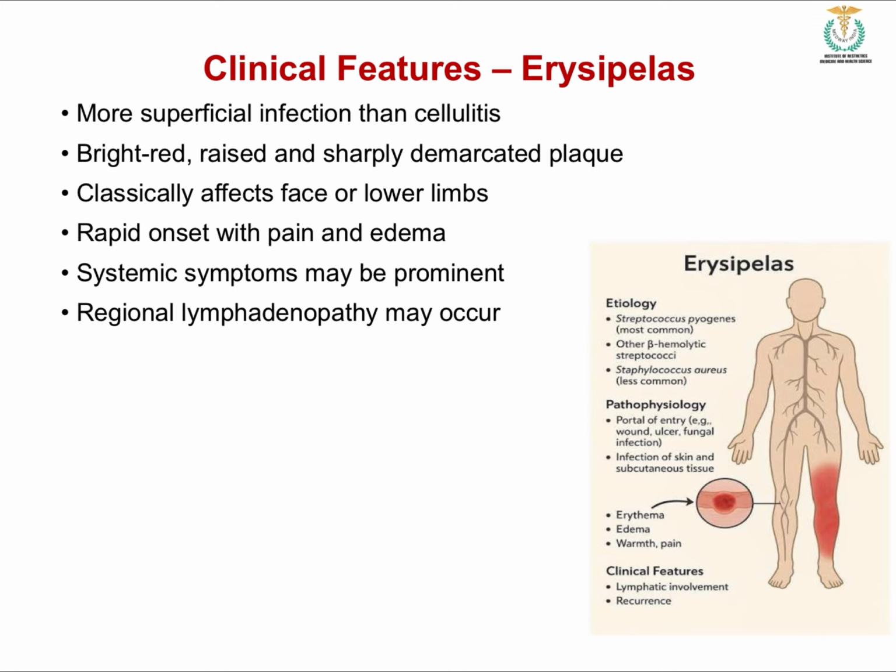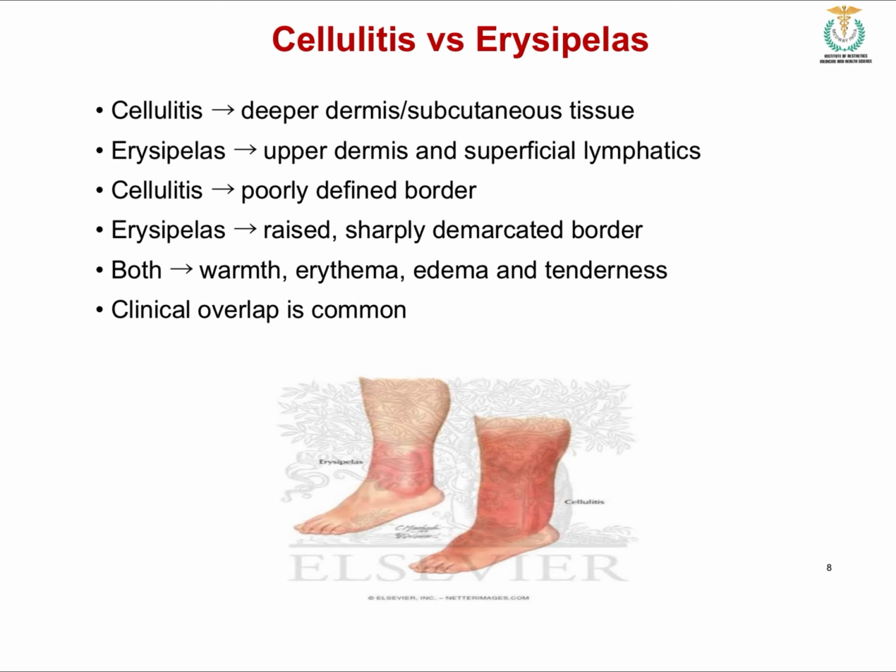So, the easiest clinical distinction is that erysipelas is superficial, bright red, raised, and sharply demarcated. Cellulitis is deeper and more poorly demarcated. However, there is considerable clinical overlap, so we should not become overly dependent on these distinctions. When comparing cellulitis versus erysipelas, this slide will summarize the main differences. Cellulitis involves the deeper dermis and subcutaneous tissue. Erysipelas mainly involves the upper dermis and superficial lymphatics.